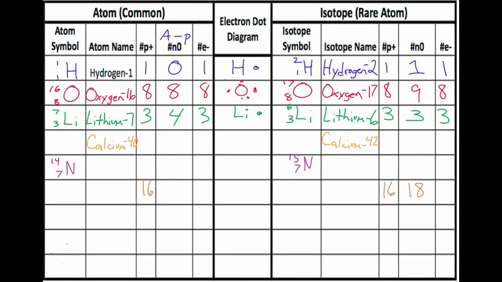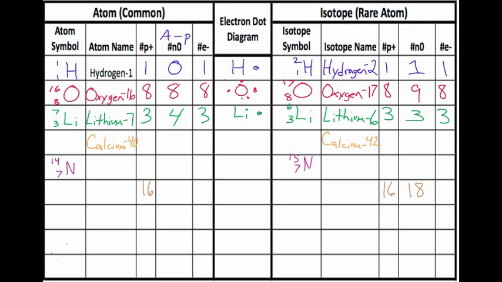Here are 3 examples you can try. You're given enough information to figure out the rest of the row. The common atom in the first one is calcium. It's calcium-40. The rare isotope is calcium-42. The next example shows the symbol N with atomic mass of 14, atomic number of 7. The isotope for N has atomic mass of 15 and an atomic number of 7.